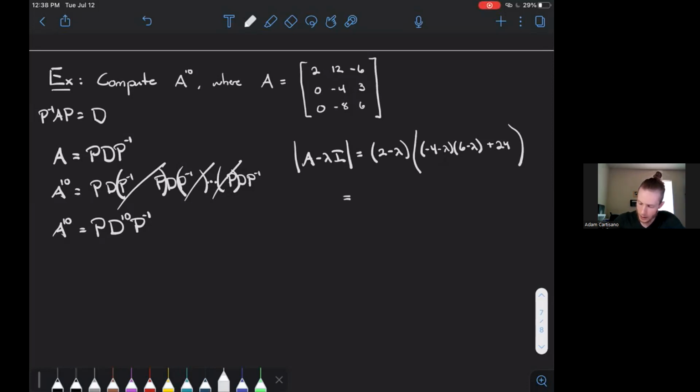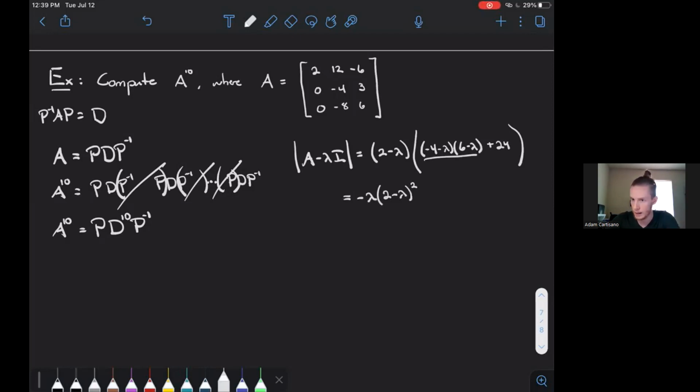Speaking of practice, this polynomial will factor as negative lambda times 2 minus lambda, squared. How do I know that? FOIL this, you get lambda squared minus 2 lambda minus 24 plus 24. Minus 24 and plus 24 cancel. So you've got lambda squared minus 2 lambda, which is the same as 2 lambda minus lambda squared, all times -1. That's where this minus sign came from.